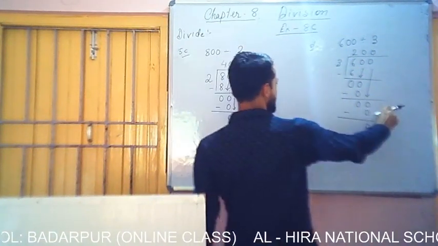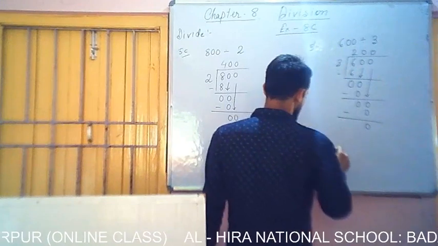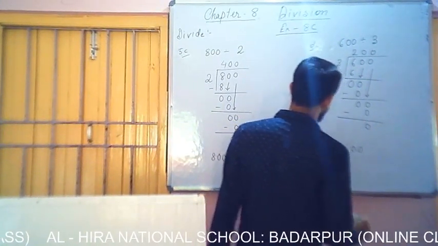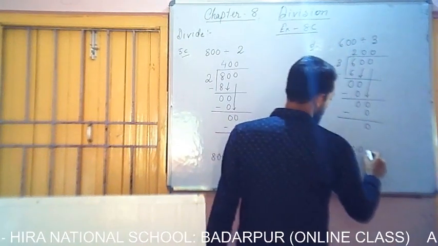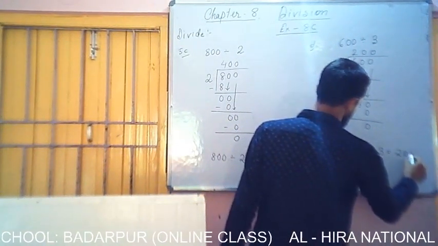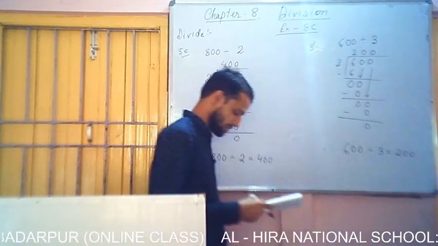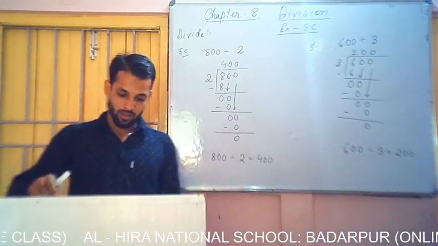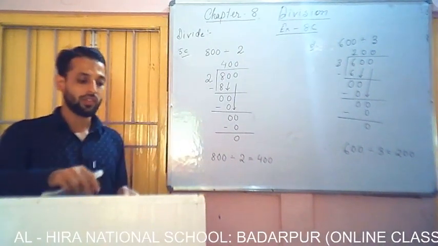So if we subtract 0 from 0 we'll get what? 0. So therefore the answer is what? Dividend is what? 600 divided by which number? 3 equal to what? 200. So this is the end of this exercise.